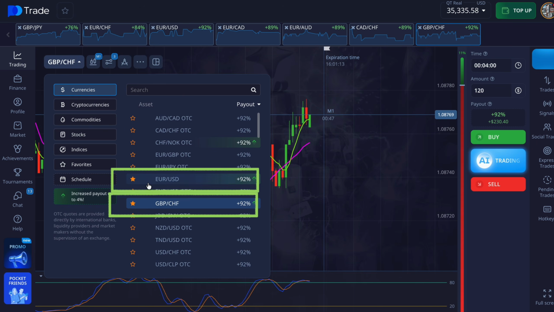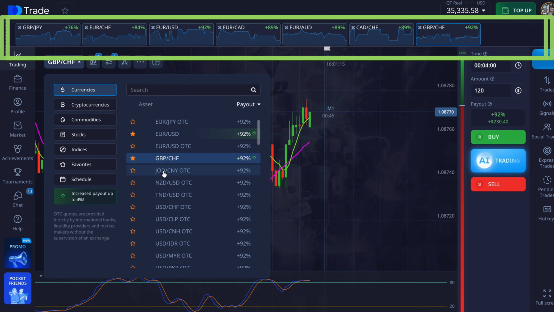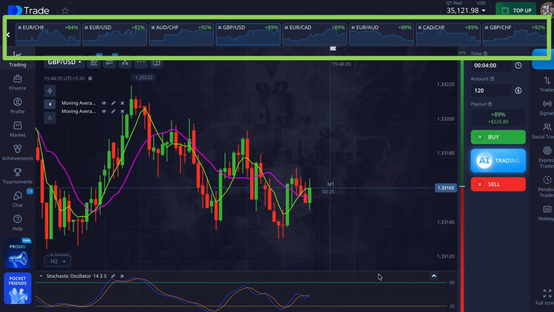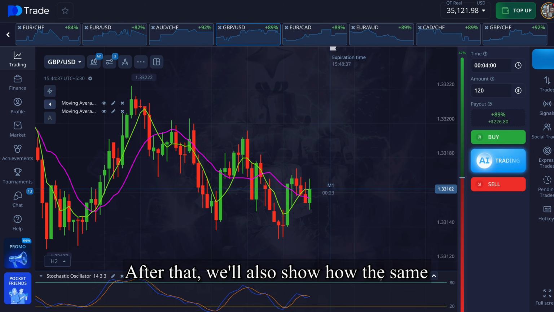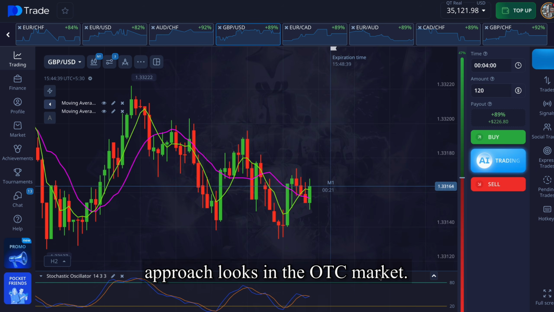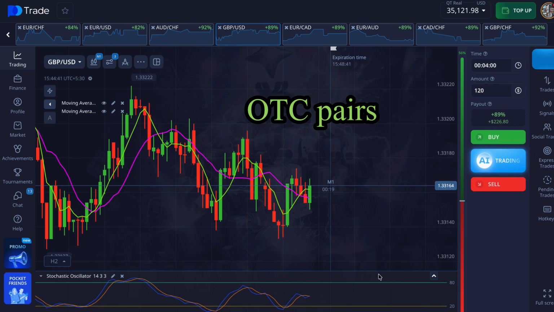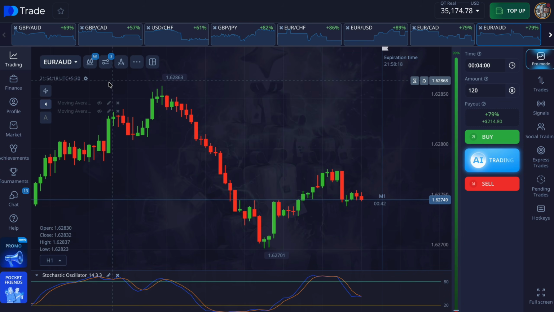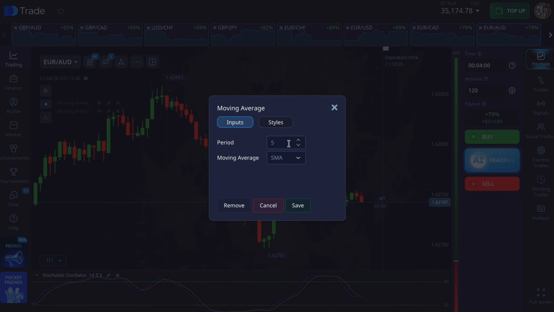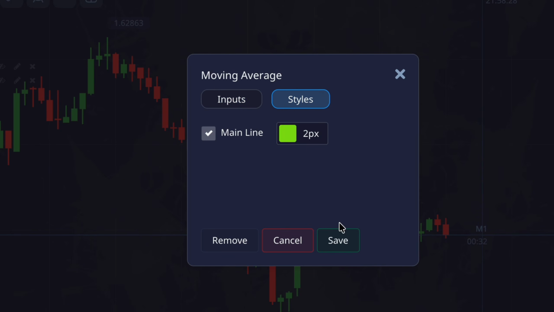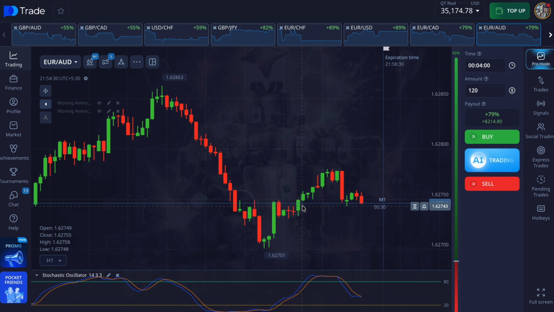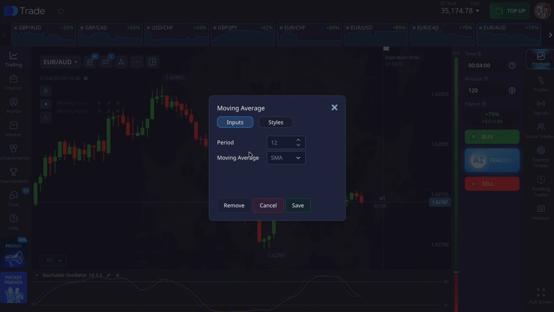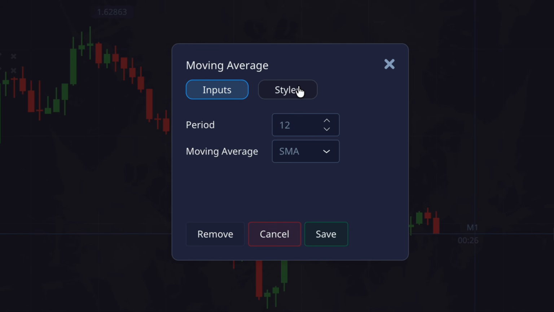Here, we first added the regular currency pairs, and we'll go through a few example setups. After that, we'll also show how the same approach looks in the OTC market. So let's start with the regular pairs. The indicator settings are as follows. First moving average, period 5, colors. Second moving average, period 12, and colors.